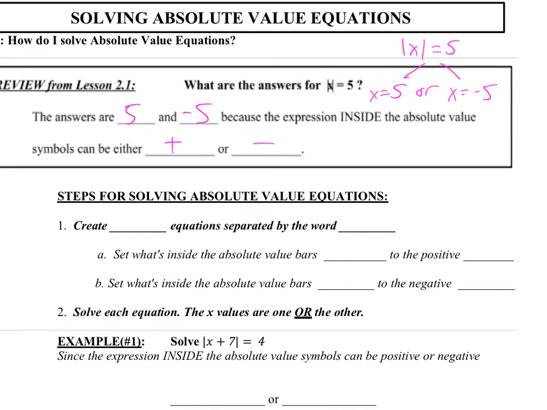Okay, so here's the steps for solving absolute value equations. We're going to create two equations separated by the word or. We're going to set what's inside the absolute value bars equal to the positive number, and then we're going to set them equal to the negative number. And then you're going to solve each equation separately here, all right?